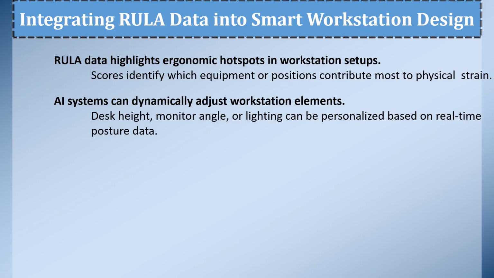AI systems can dynamically adjust workstation elements. By connecting posture monitoring AI to adjustable furniture, smart systems can offer real-time recommendations or auto-adjust settings. For example, desks can raise slightly if a user is slouching, or the monitor can tilt to improve neck posture.